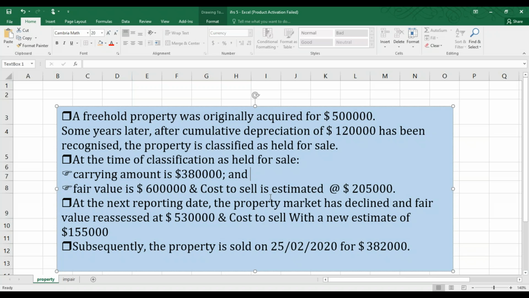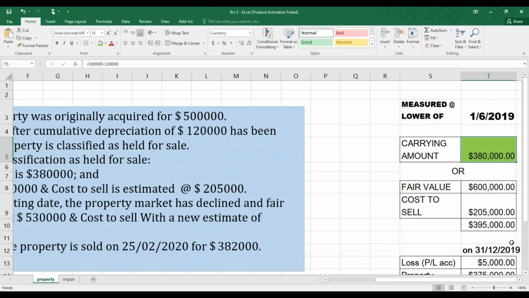Now, on 25th of February 2020, when the asset was actually sold, I will show a gain on the sale: 3,82,000, the sale price, minus the carrying amount of my property, 3,75,000. So it will show a gain on sale of $7,000.